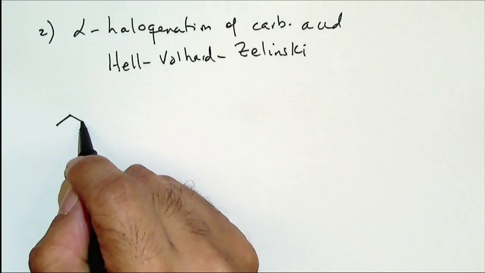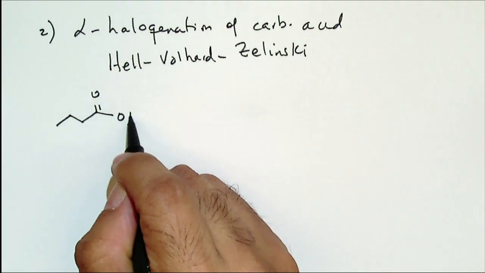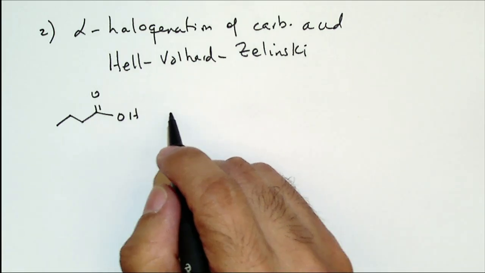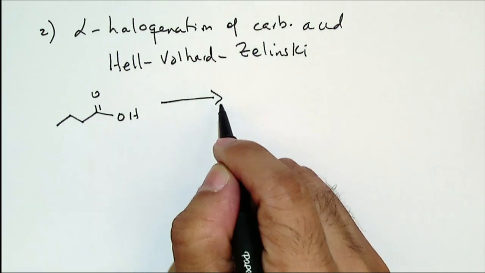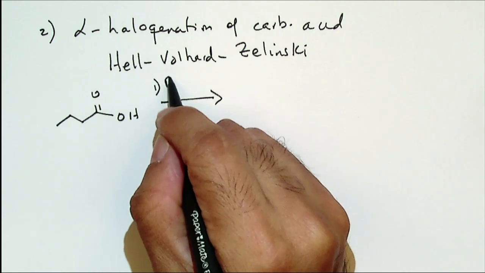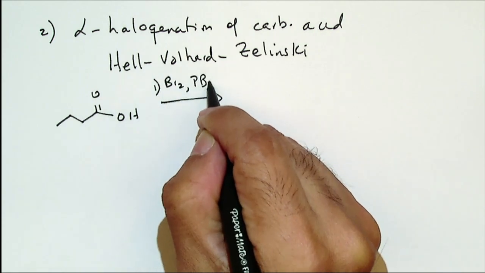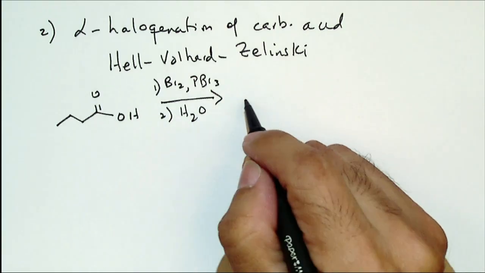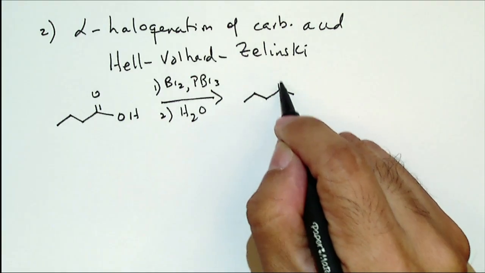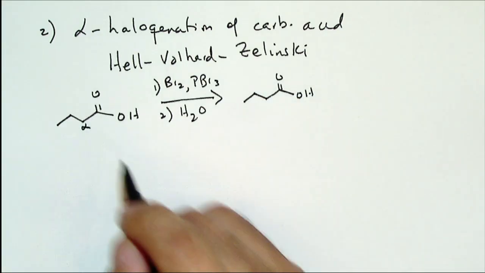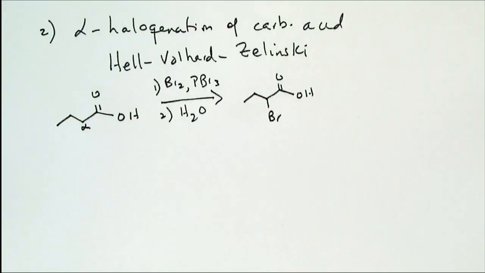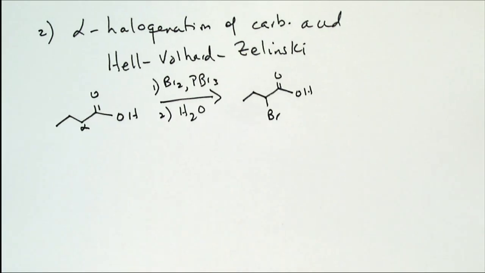So the way this is going to work, as a quick example, is let's say that I have this 4-carbon carboxylic acid, which of course is butanoic acid. The conditions that I'm going to use are step number 1 will require bromine and phosphorus tribromide, and step number 2 requires hydrolysis, which is water. And what I'll end up getting as the product is that at the alpha position, which is here, I am going to attach bromine. So that is the Hell-Volhard-Zelinsky reaction.